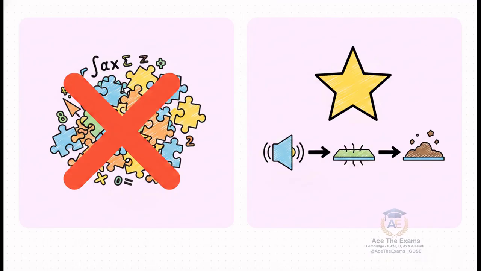This brings us to Challenge 3, speed writing. You have 30 seconds to mentally write one perfect PEEL paragraph explaining ultrasound cleaning. Ready? Go. Timer ticking down in your head. Okay, time's up. A perfect answer on the right side looks like this.